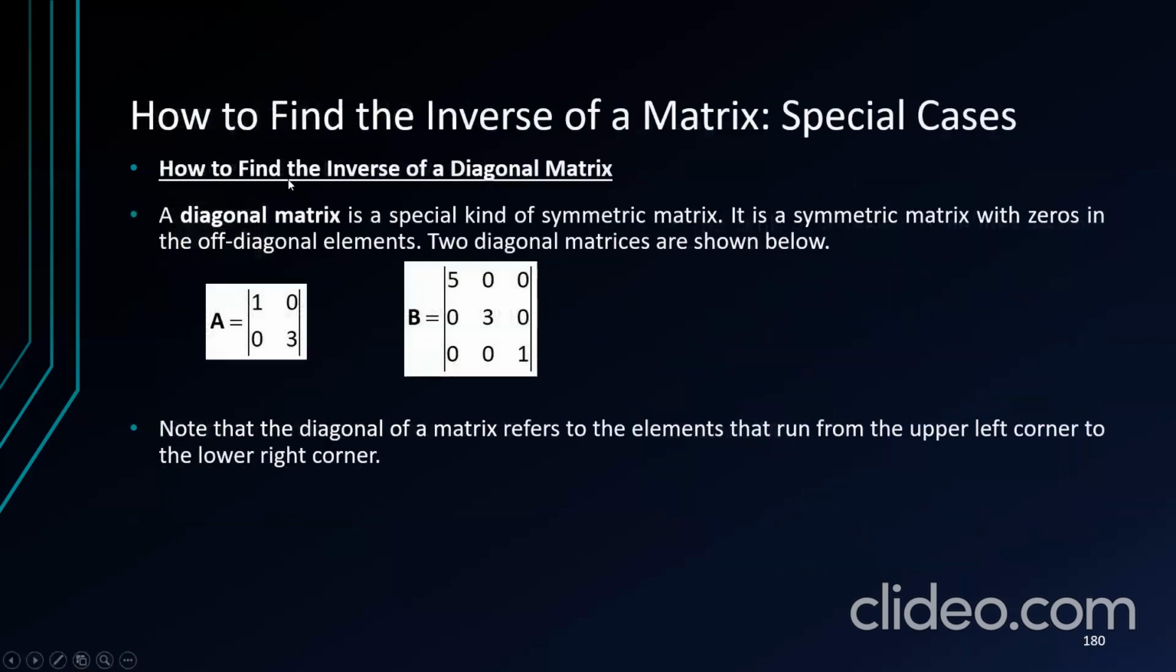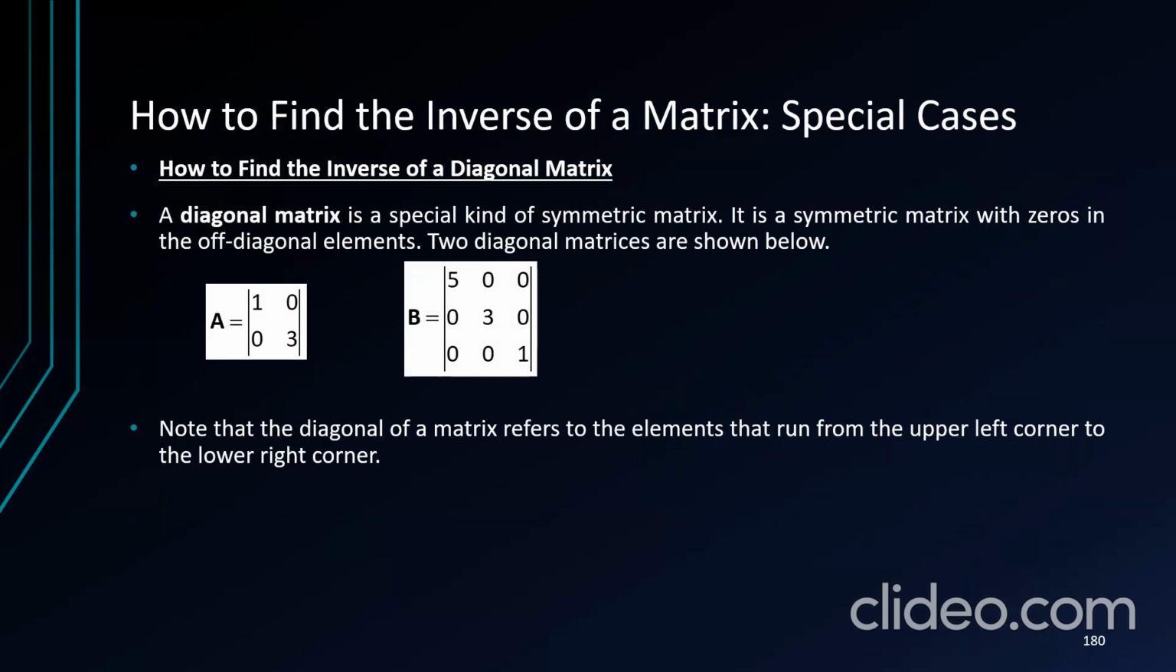Okay, how to find the inverse of a matrix? So, special cases. How to find the inverse of a diagonal matrix? A diagonal matrix is a special kind of symmetric matrix. It is a symmetric matrix with zeros in the off-diagonal elements. Yung wala sa diagonal.